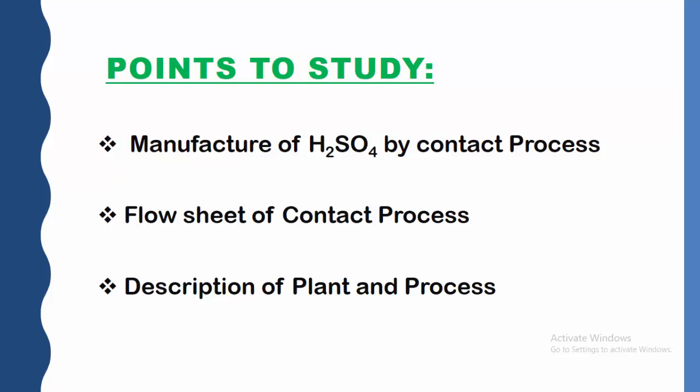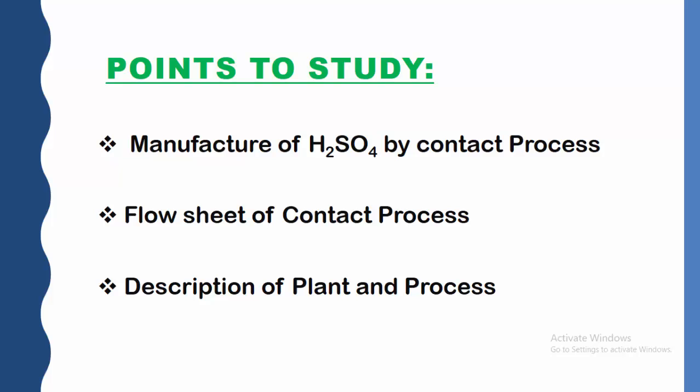The manufacture of sulfuric acid involves three important steps, which we already studied in yesterday's lecture. Step 1, sulfur to sulfur dioxide; step 2, sulfur dioxide to sulfur trioxide; and step 3, sulfur trioxide to H2SO4. In today's lecture, we are going to see the manufacture of sulfuric acid by the contact process, as well as the flow sheet for the contact process.